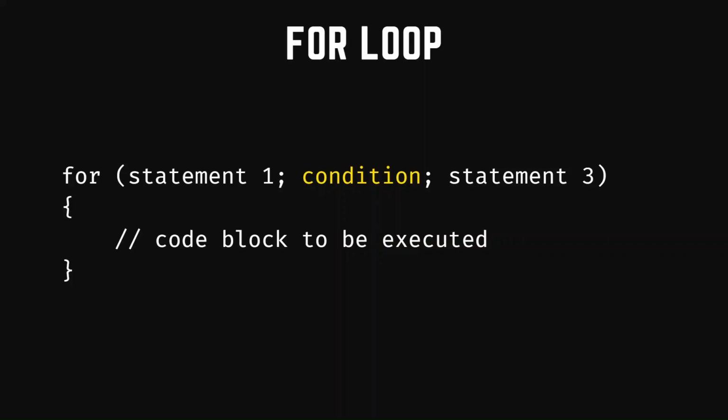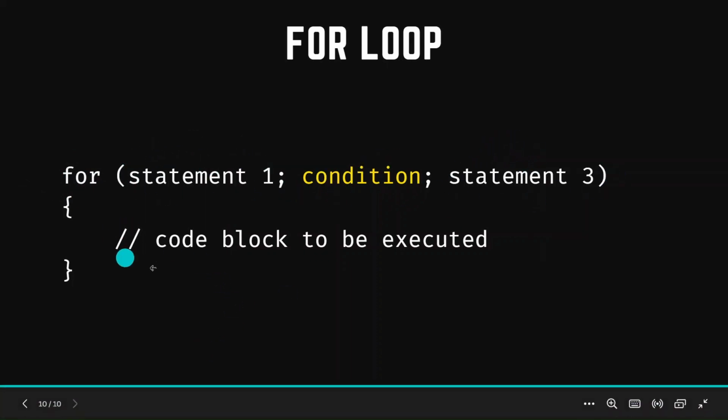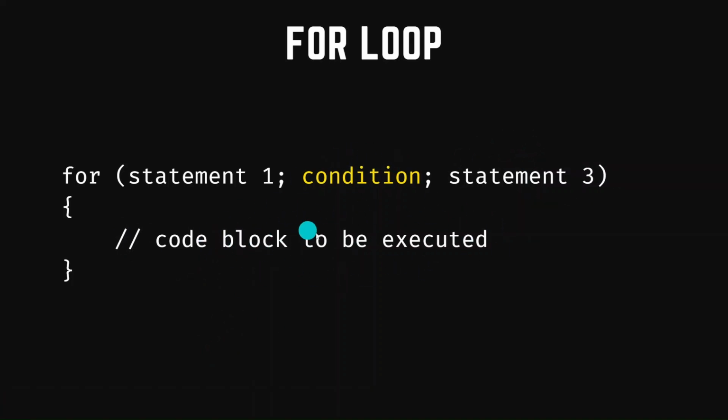When you know exactly how many times you want to loop through a block of code, use the for loop instead of a while loop. The syntax of the for loop is like this. You're going to have the for, then a statement, a condition, and a statement again, and the block of code that you want to be executed while this condition is true.